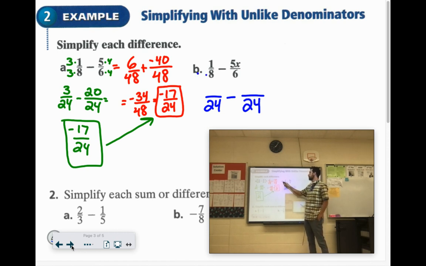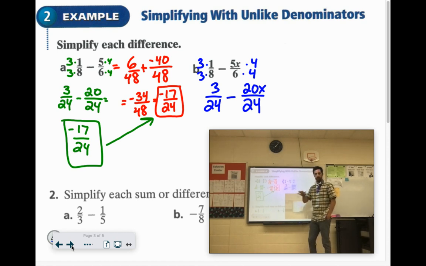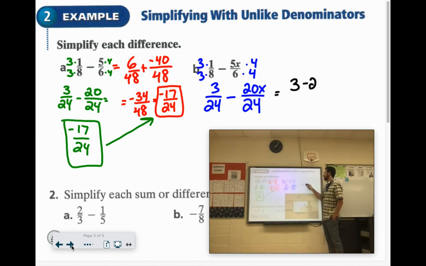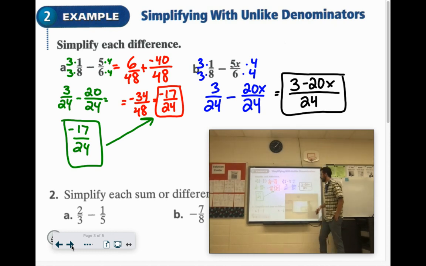It's 8 times 3. So we have to multiply 3 up top. 3 times 1 is 3. Over here we have to multiply by 4. 5x times 4 is 20x. Now 3 and negative 20x are unlike terms, so you can't combine them, but we're going to write this as a single fraction. We'll write 3 minus 20x over 24. Since both of their denominators were 24, we're going to put it as one fraction.